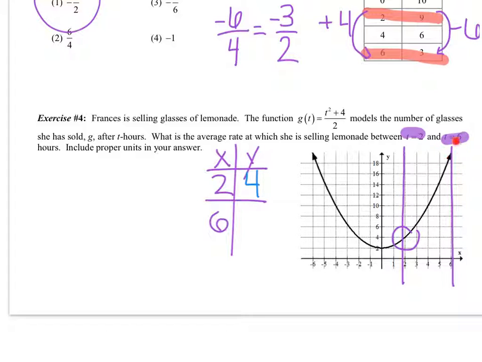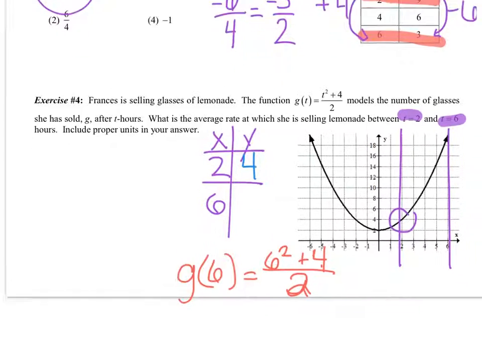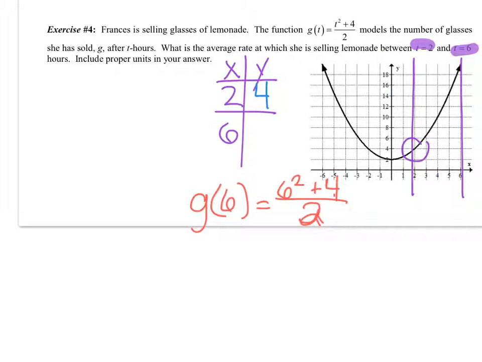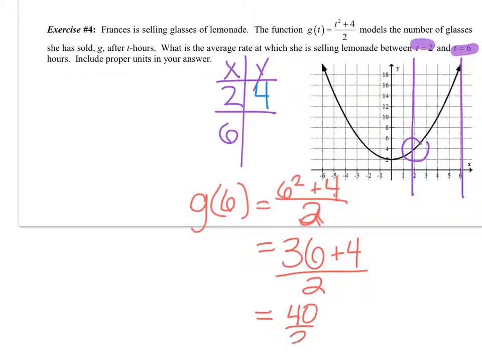Now I'm not totally sure what the output is when x is 6, so let's use our equation to help us. I'm going to take my function g of t and let's input 6 and see what we get out. So that would be 6 squared plus 4, all divided by 2. All right, using order of operations, I'm going to do 6 squared, which is 36, plus 4, all divided by 2. And 36 plus 4 is 40. Divided by 2 is 20. So if I input 6, I get out 20.